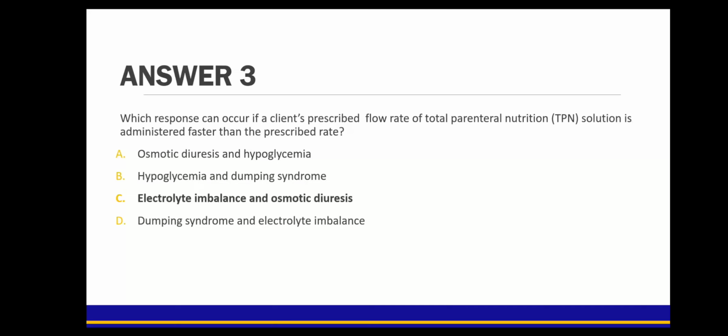This one, like A and B, was easy to eliminate because both of them were hypoglycemia and they can both be correct. So that only left you C and D if you just based it on the words. If you eliminated A and B because you know it was not hypoglycemic, it leaves you C and D. And you know dumping syndrome doesn't happen with TPN. It happens with enteral feedings. Just through the process of elimination, you could have gotten this answer correctly, even if you couldn't rationalize it yourself.